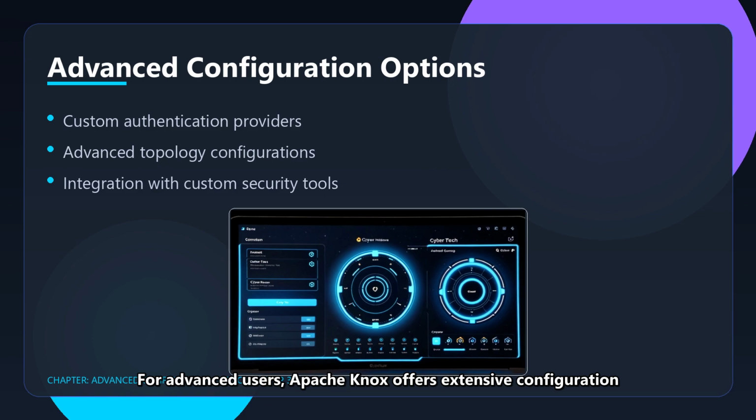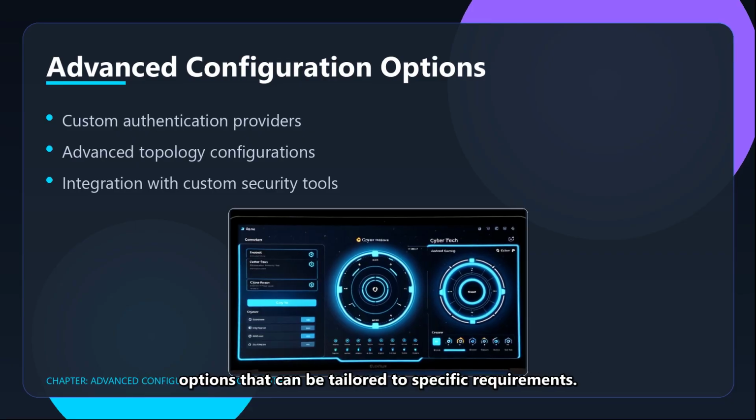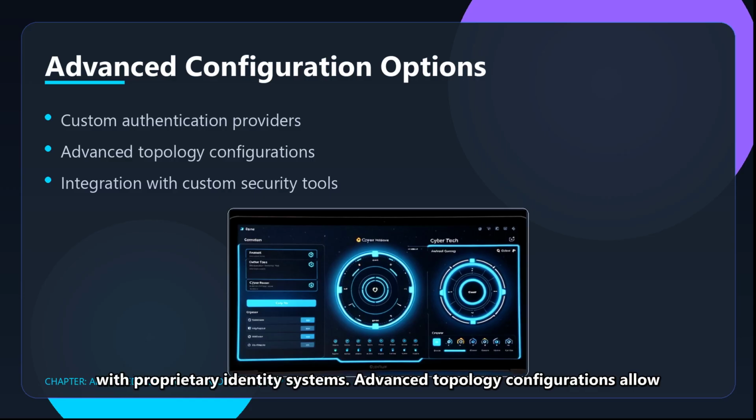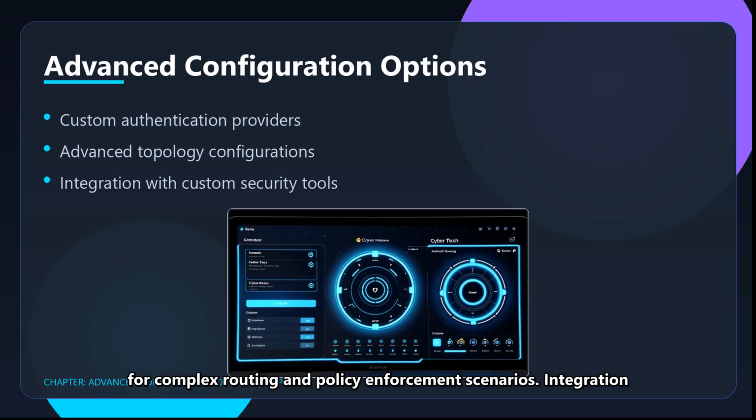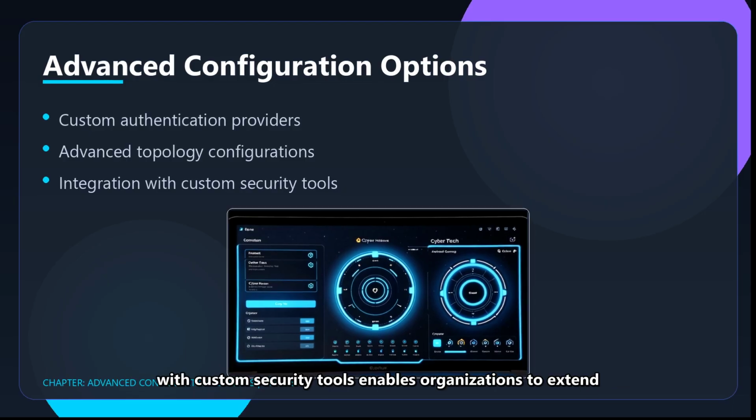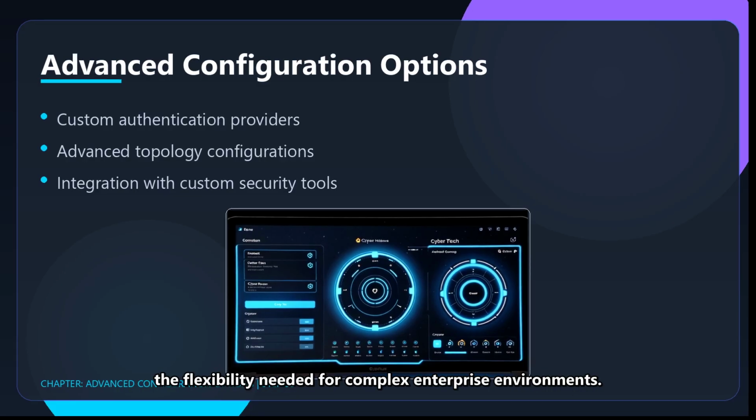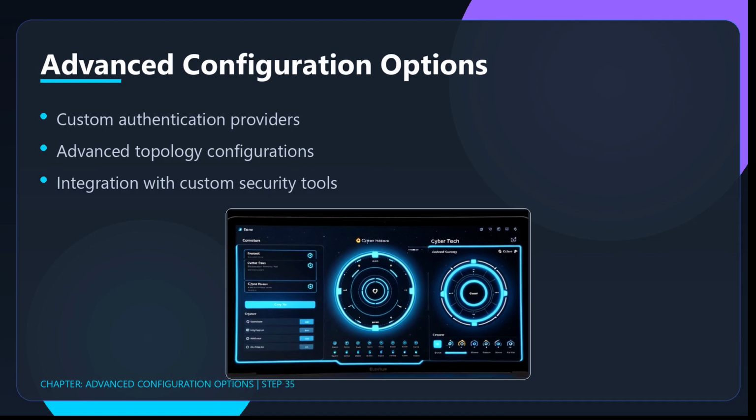For advanced users, Apache Knox offers extensive configuration options that can be tailored to specific requirements. You can develop custom authentication providers to integrate with proprietary identity systems. Advanced topology configurations allow for complex routing and policy enforcement scenarios. Integration with custom security tools enables organizations to extend Knox's capabilities beyond standard features. These options provide the flexibility needed for complex enterprise environments.